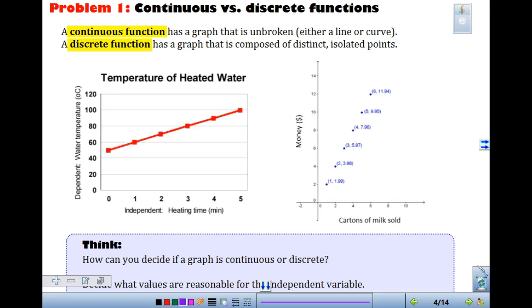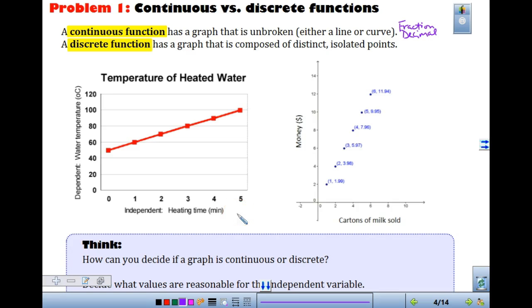Okay. So on the next part of this, we are looking at a continuous function, and the notes will be on the daily plan. Continuous function is when our graph is unbroken. Either a line or a curve. So continuous functions is when you have a line like this. This is continuous, right? Most of the time, continuous is when you can have a fraction or a decimal of something, okay? So if you're thinking, oh, I could have a fraction or a decimal of that, it's probably going to be continuous. Like heating times in minutes, right?